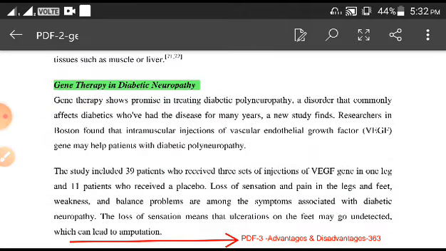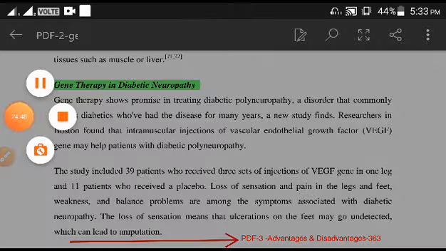Gene therapy is also used in diabetic neuropathy. In diabetic neuropathy, patients are severely affected by neuronal degeneration. So this can also be treated by the gene therapy method.